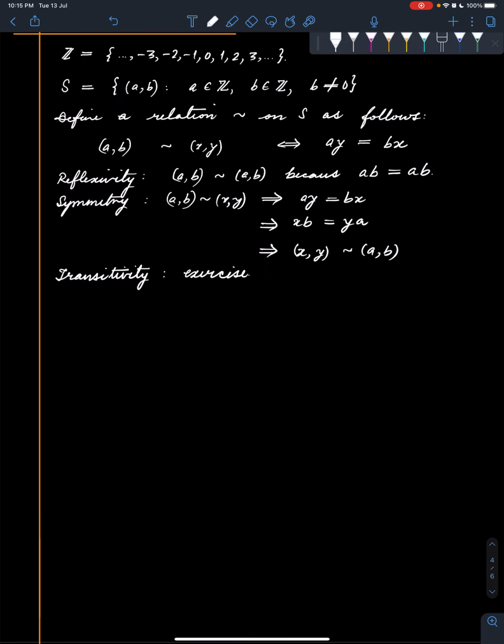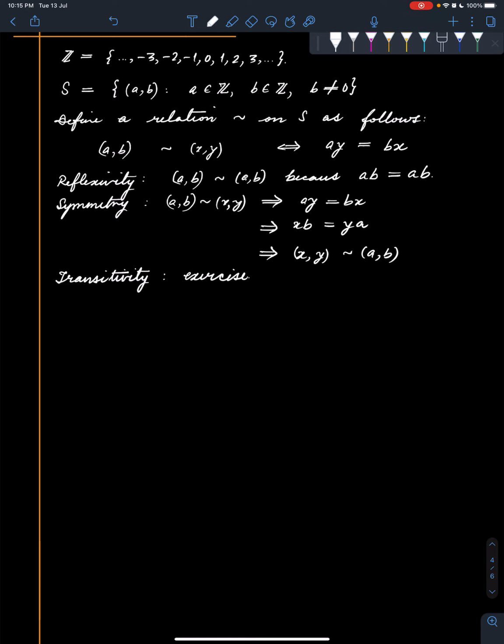Okay, so we get an equivalence relation, and the rational numbers will be equivalence classes. So define Q. Q is this set which is S mod tilde. So this is the definition of rational numbers, and of course this looks very, very strange, and we have to say something about this.